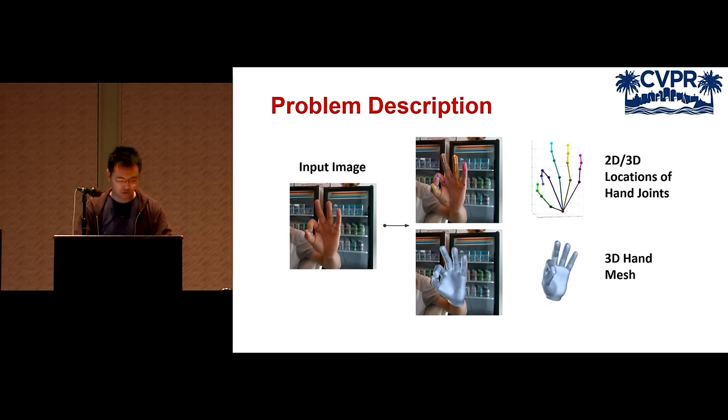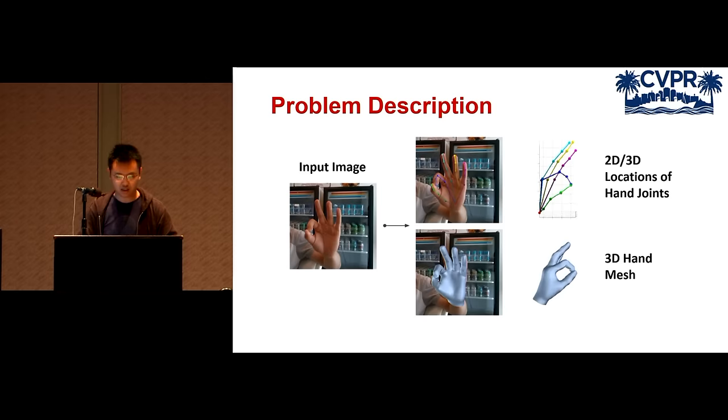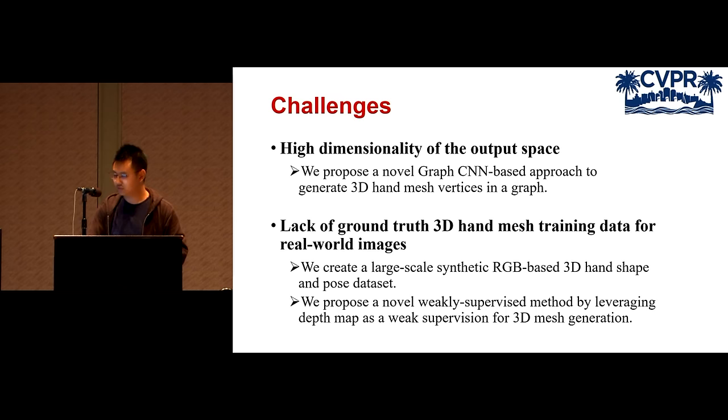This motivates us to bring out a more challenging task: how to jointly estimate the 3D hand joint locations as well as the full 3D hand mesh from a single RGB image. To achieve this goal, there are several challenges. The first challenge is the high dimensional output space of 3D hand mesh. In this paper, we propose a novel graph neural network-based method to generate 3D hand mesh as a graph.